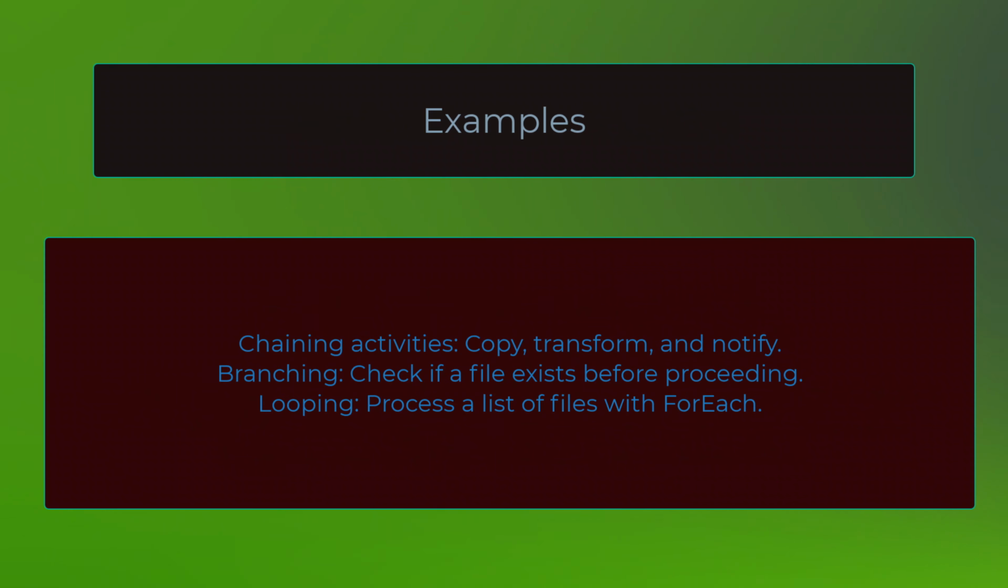A few examples to consider. You can chain a copy activity, a transform activity, and a web activity to create a complete data processing workflow. You could use an if condition to decide whether to upload a file based on whether it exists. And the ForEach activity allows you to process a list of files one by one, making your pipeline more efficient.